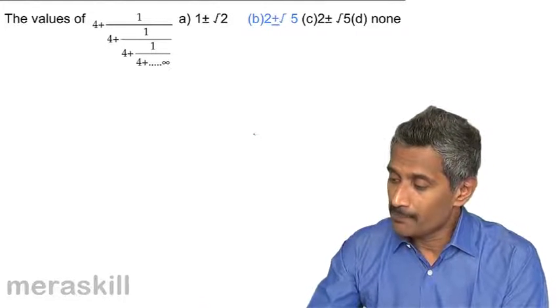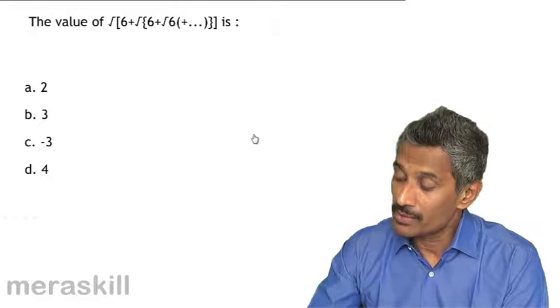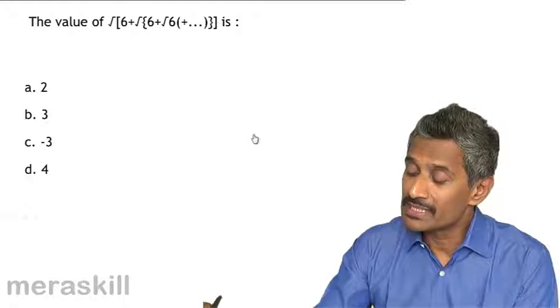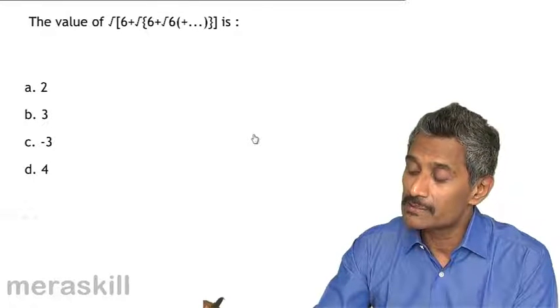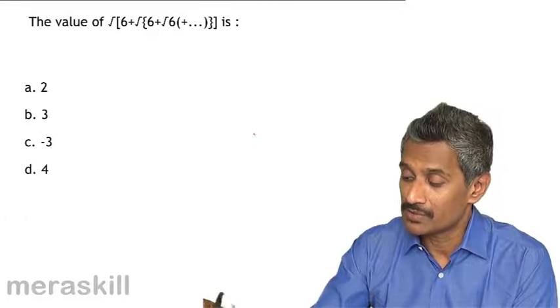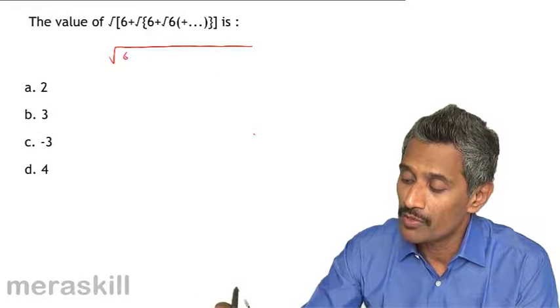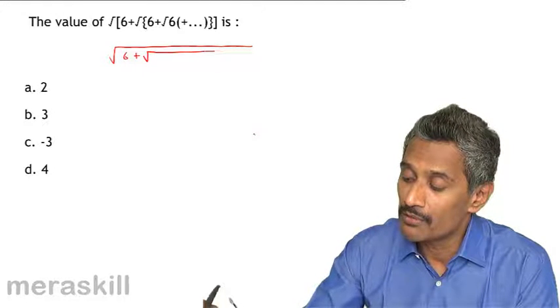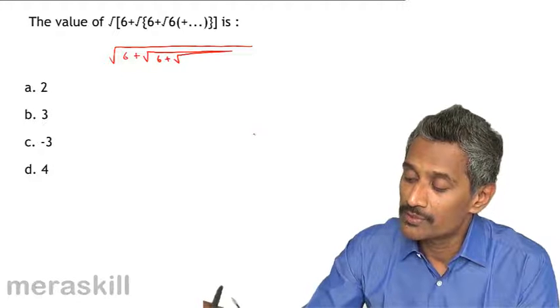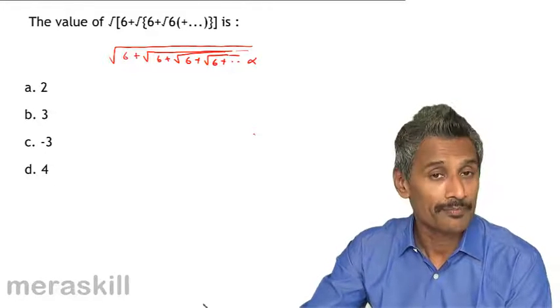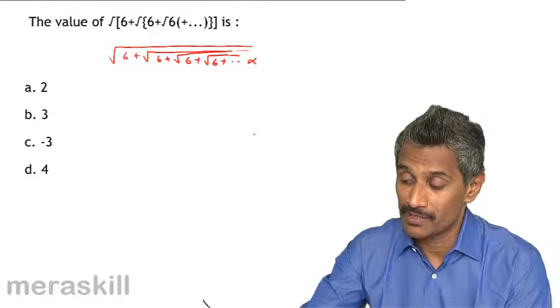Okay. Next, what we have is, oh yeah, we found this out. This is now root of 6 plus root of 6 plus root of 6 plus, so on to infinity times. If you put it in simple words, it's going to be root of 6 plus root of 6 plus root of 6 plus root of 6 plus, this is infinity times. You have to find the value of this particular expression.